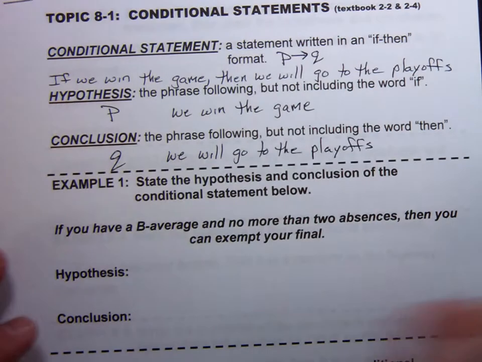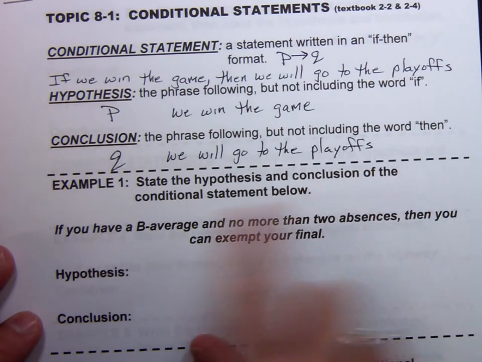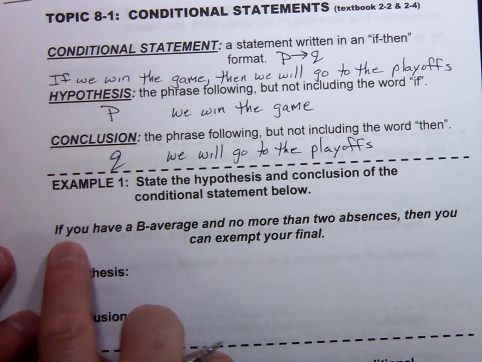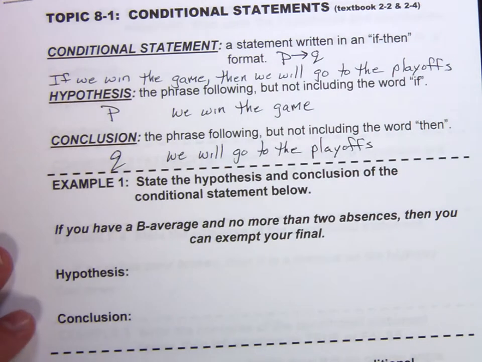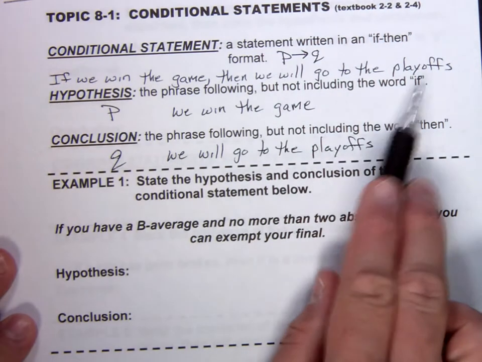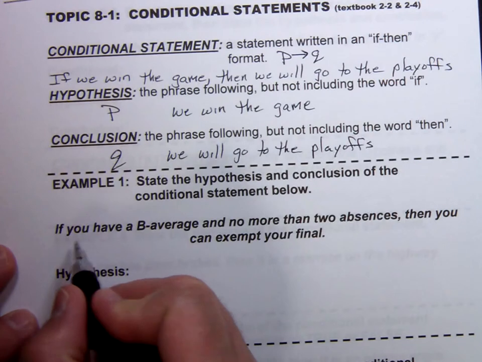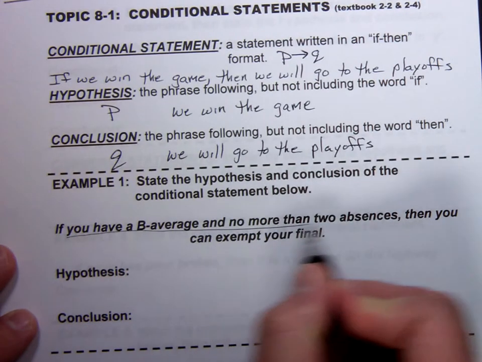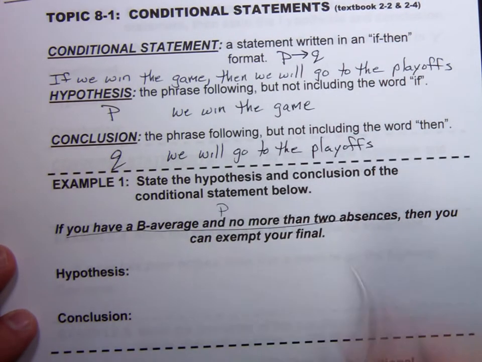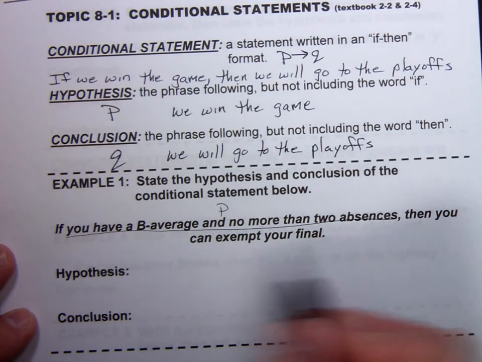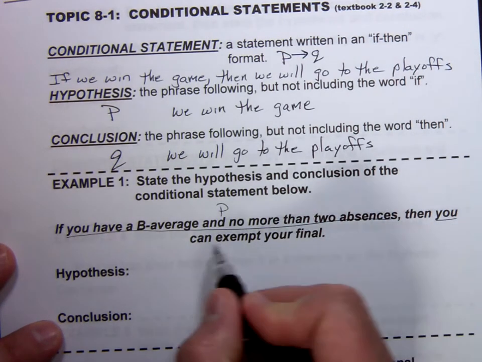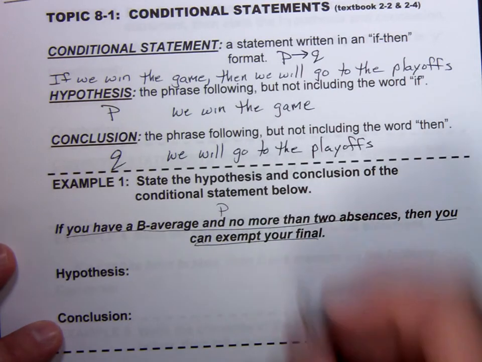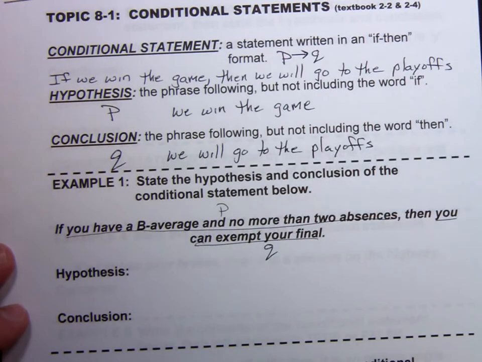Alright, example 1 says, state the hypothesis and conclusion of the conditional statement below. If you have a B average and no more than 2 absences, then you can exempt your final. Remember, the hypothesis comes after the word if. So right here, you have a B average and no more than 2 absences. That is the P. That is the hypothesis. Then you can exempt your final. Remember, the conclusion is everything that comes after that word then. So then you can exempt your final. You can exempt your final would be the Q, or the conclusion.